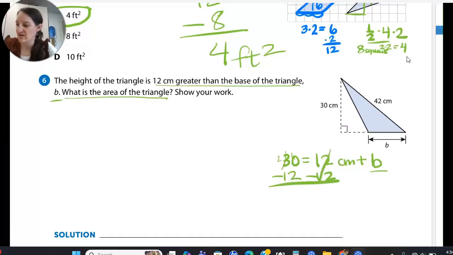And we'll get 18. Let's plug it in and see. Is 18 plus 12 equal to 30? Yeah. Okay, so we're good.